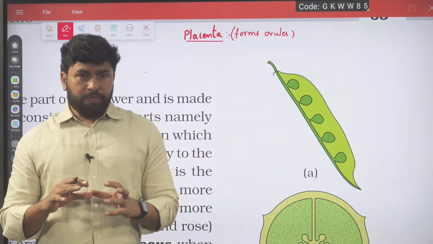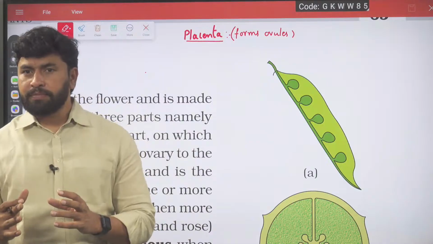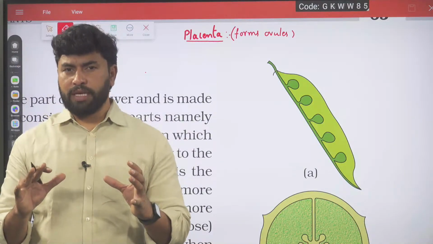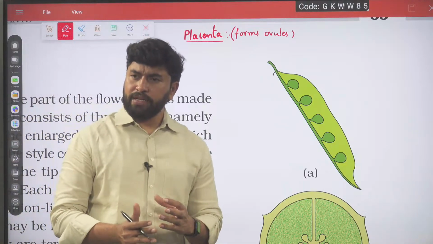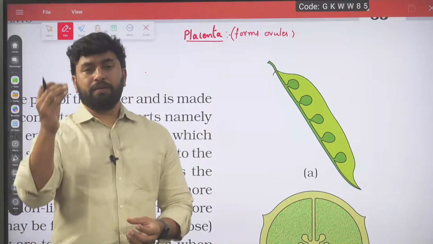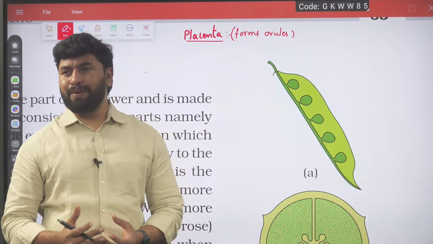In different members, the location of placenta varies. Placenta is not present in the same place in all ovaries. Based on the location of the placenta and also the arrangement of the ovules on the placenta, they divided the ovaries into various types. This phenomenon is called placentation.